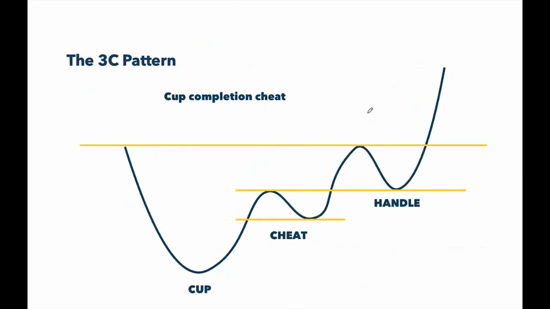Then this is one really important pattern. This is called the 3C pattern. So it is the cup completion cheat pattern. So what happens when the cup is under formation? There would be a sudden selling that would come, and it will still make a higher low. Comparing to this point, it is a higher low.